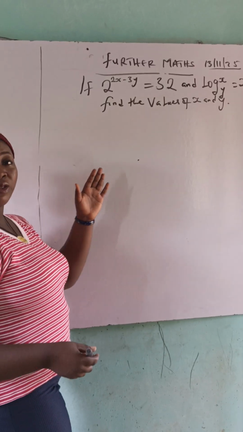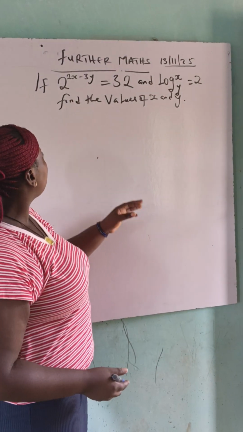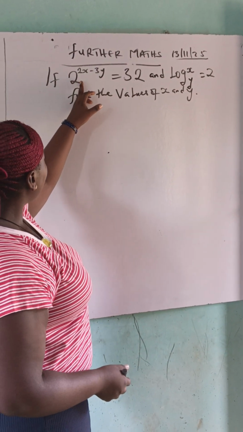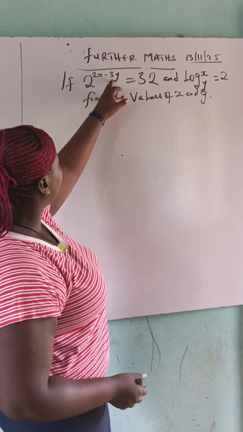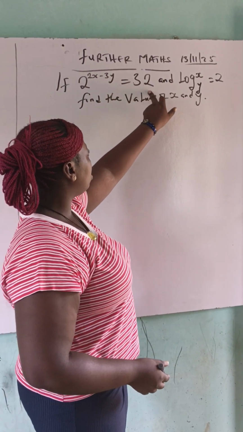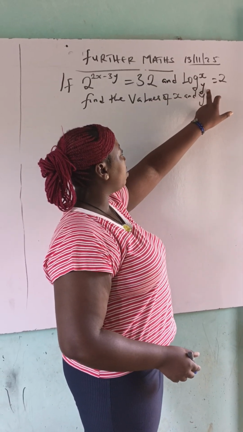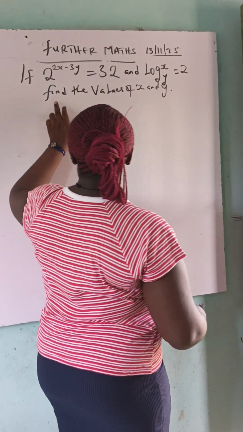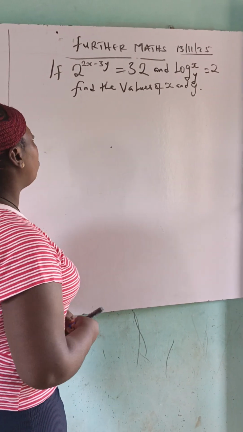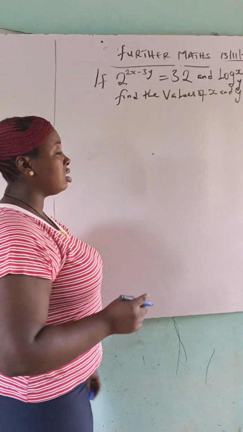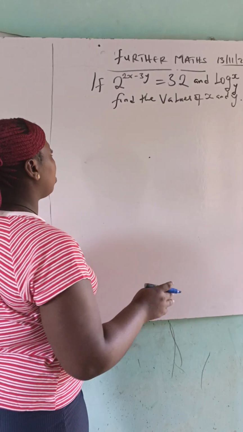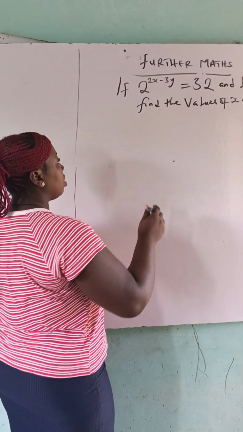Now we're going to solve this further mathematics question, which says: if 2 to the power of 2x minus 3y is equal to 32 and log x base y is equal to 2, find the value of x and y. So we are going to solve it for you to understand. We're going to solve it in an easy way.